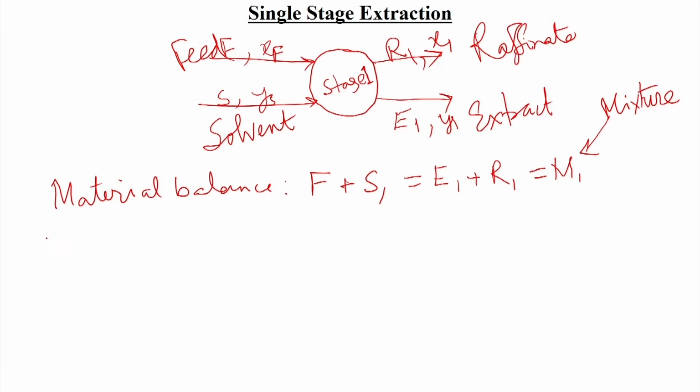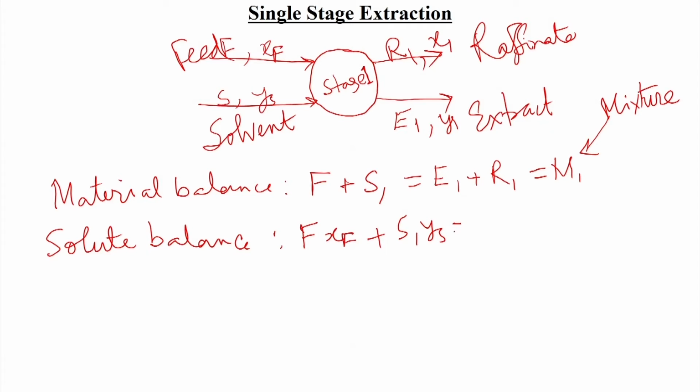And if we do the solute balance, because our target is to separate the solute preferentially from feed to extract, in terms of solute concentration it will be F Xf plus S1 into Ys is equal to E1 into Y1 plus R1 into X1, which is nothing but M1 into XM1. That XM1 is the mixture, the summation of feed and extracting solvent, or raffinate plus extract. But this XM1 is a fictitious solute concentration, as if it is not separated, the solute concentration in the mixture.